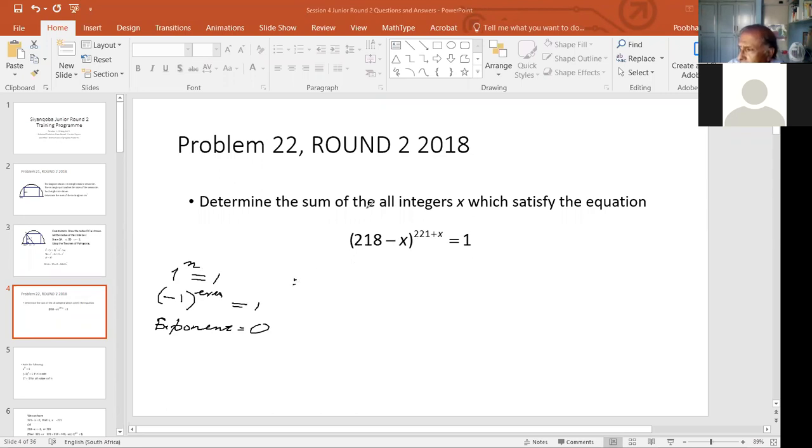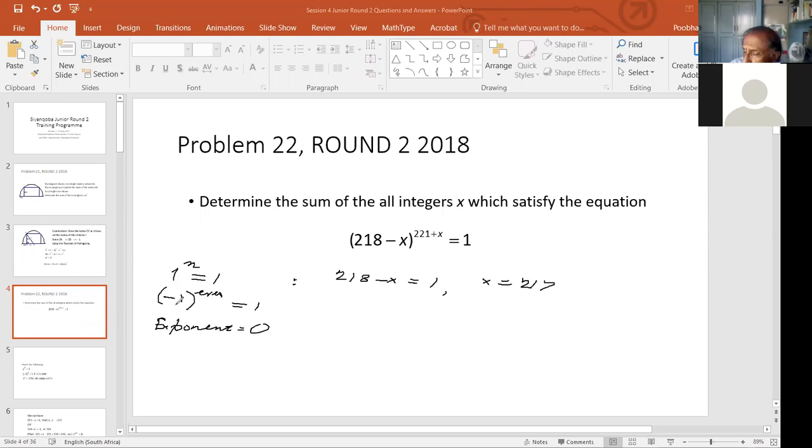So let's find out. They say determine the sum of all integers x which satisfy this equation. So the first one is where the base is 1. So you have 218 minus x equals 1. Right? And it doesn't matter what this index is. As long as this is 1, then you will have 1. So when you solve for x here, if you take x to the right-hand side, and the 1 goes to the left-hand side, which means 218 minus 1. That gives you 217. Anyway, 218 minus 217 is equal to 1.